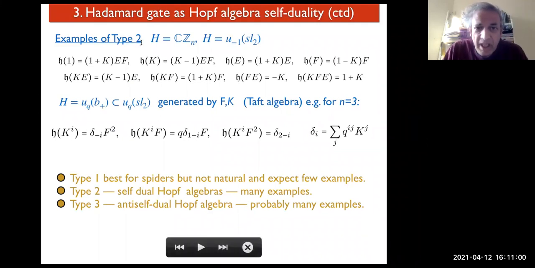The of type two. Well, I mean, Zn can be viewed as type two if you want. It's much more trivial, then it's just the bicharacter properties. We don't have that difficult identity at all.